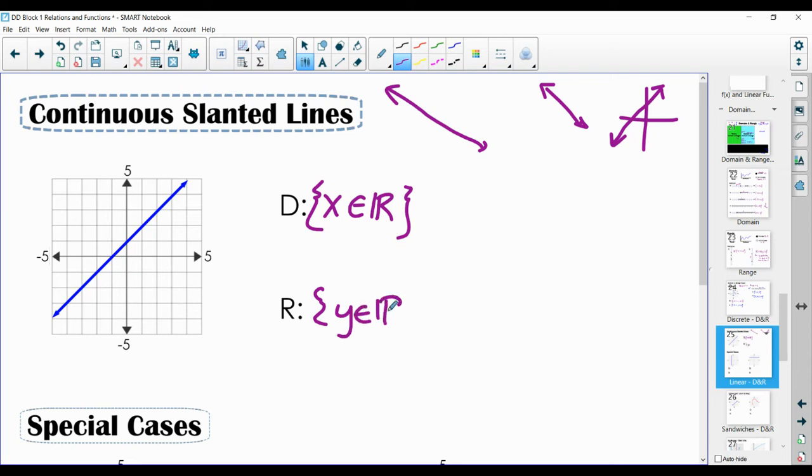And so this is something that you may come to memorize, that for linear functions, if it's at a diagonal, my domain and my range are always x is an element of the reals and y is an element of the reals. The only time that wouldn't be the case is if it wasn't a continuous function, in that I had specific endpoints. But if the graph is going on and on forever in both directions and it's a linear diagonal line, then these are the domain and range.